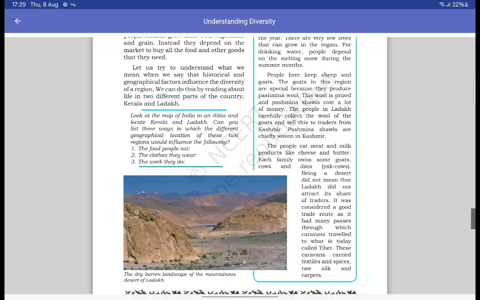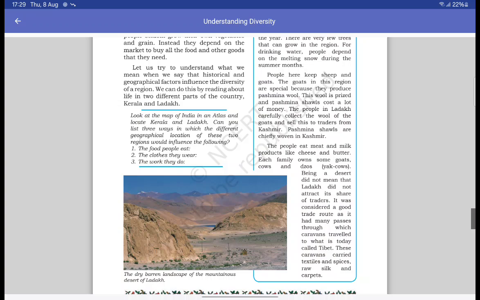So again, comma, used to be a passage to Tibet. Comma, caravans used to pass with textiles and spices, raw silk and carpets.